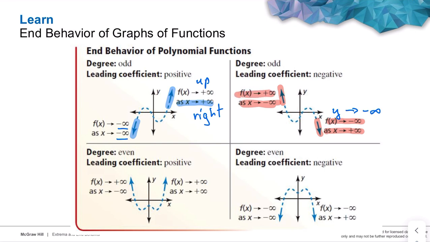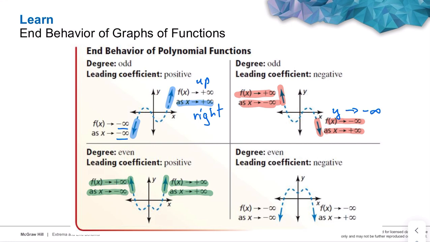Now, if you have an even degree, always, that means the graph is going to be trending in the same direction either way. So, if you notice this first example, the arrows are both going up. That means the degree is even and the leading coefficient is positive. So as x is going either direction, x is going left to negative infinity, x is going right to positive infinity, the y values are both increasing here, okay? They're both going up to positive infinity.